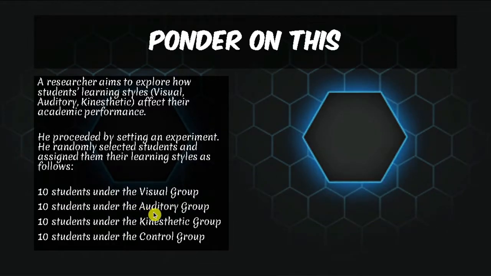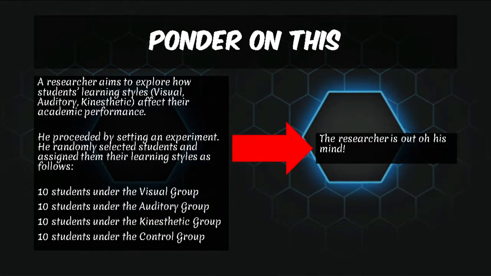So these 10 students will forcefully apply auditory learning style, then be forced to apply the kinesthetic learning style. Well, I am out of my mind, right? The researcher is out of his mind, because you cannot actually assign a specific learning style to a particular individual if that individual is by nature visual or auditory or kinesthetic. You cannot do anything about that. You cannot change it so that you'll be able to set up this kind of experiment.